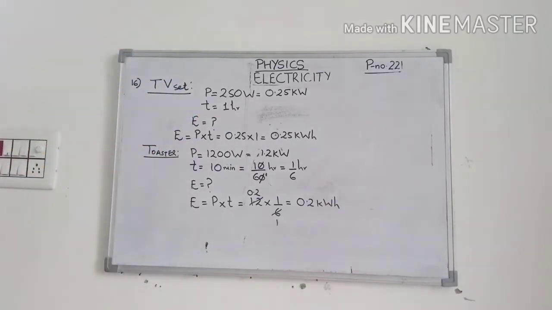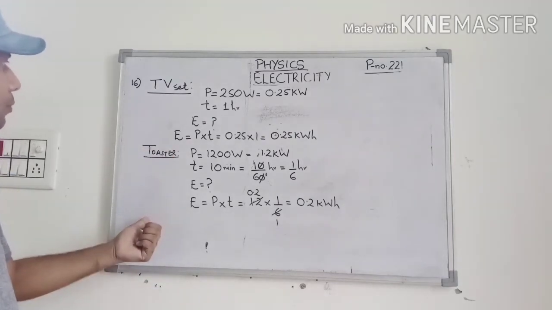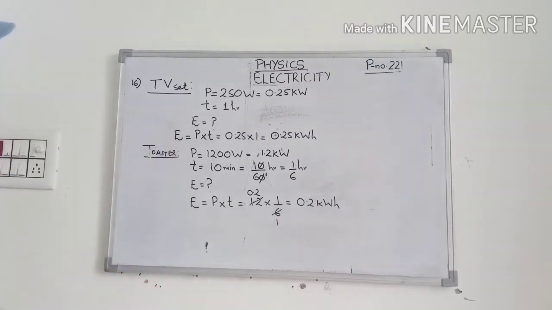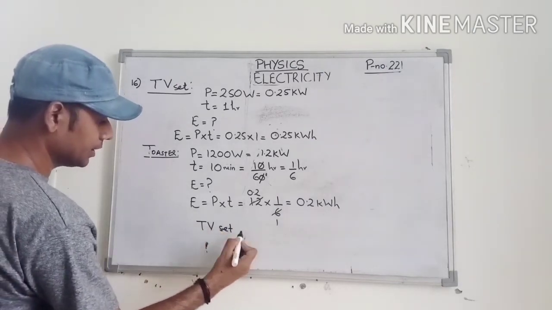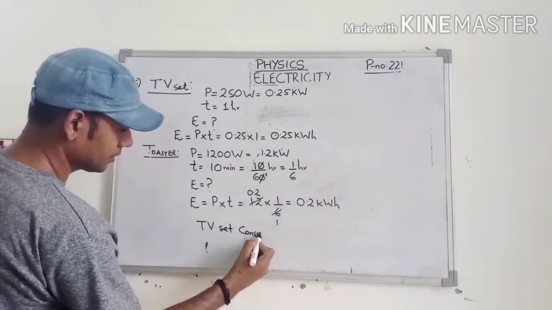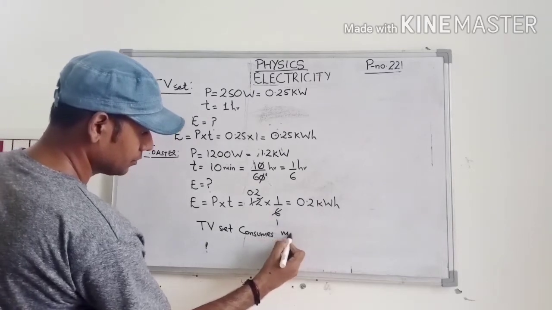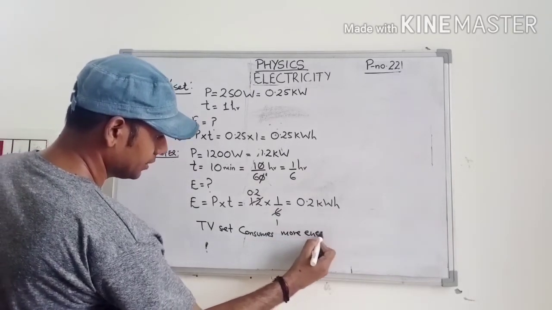Okay, so you can check it here. Which device is consuming more energy? A TV set. So we can write here: TV set consumes more energy.